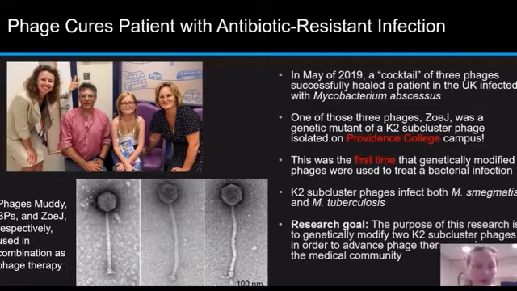And located on the pictures on the left side, we have the patient Isabel, who was successfully treated, and her mother, as well as Graham Hatfull at the University of Pittsburgh. And beneath, we have the 3 phages that were actually used to treat Isabel.